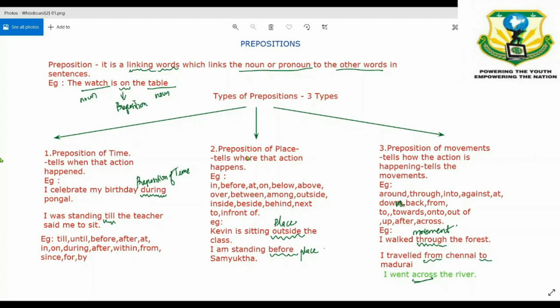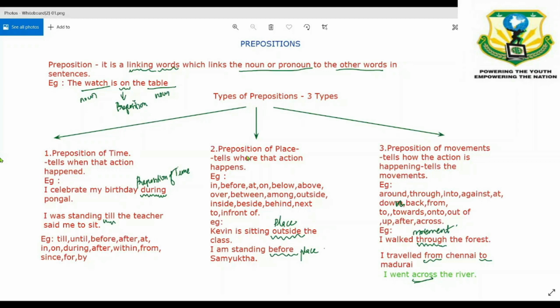The second type of preposition is preposition of place. It tells where that action has happened. For example, Kevin is sitting outside the class. Outside is the place, right? So it is a preposition of place. I am standing before Samyukta. Before is the place. So before is the preposition of place here. It simply tells where that action has happened.